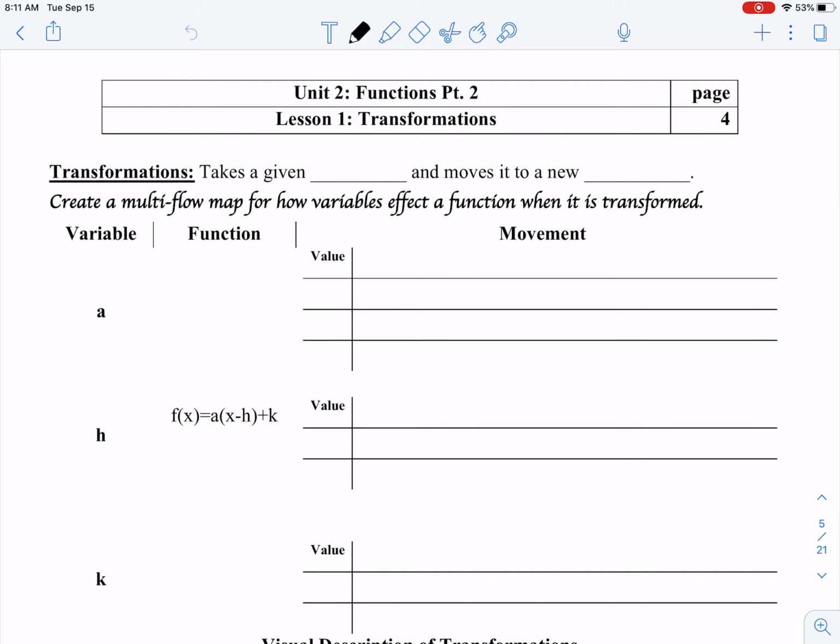In this video, we're going to talk about transformations a little bit more in depth and talk about the rules, or what happens when your variables A, H, and K are specific values. Quick highlight, remember a transformation takes a given shape, object, or function and moves it to a new place.